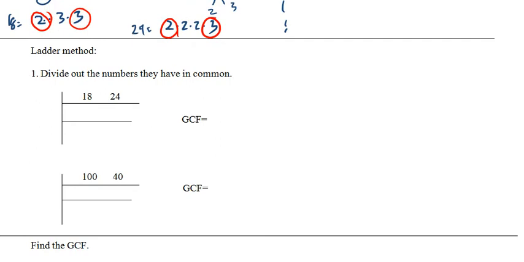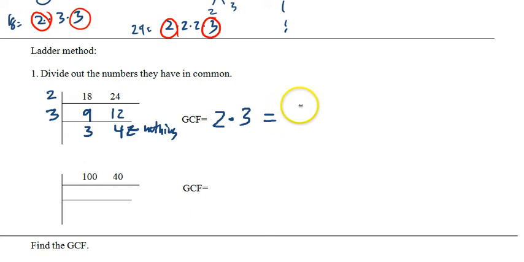This is the ladder method. And what the ladder method does is you take stuff that they have in common. So if you look at 18 and 24, what number do they both have in common? Well, I see a 2 because they're even. So that's 9 and 12. And then with 9 and 12, I see that they have a 3 in common. So that's 3 and 4. 3 and 4 have nothing in common. So I took out a 2 and a 3, and you must multiply these because these are factors. So 2 times 3 gives us 6. That is our greatest common factor.